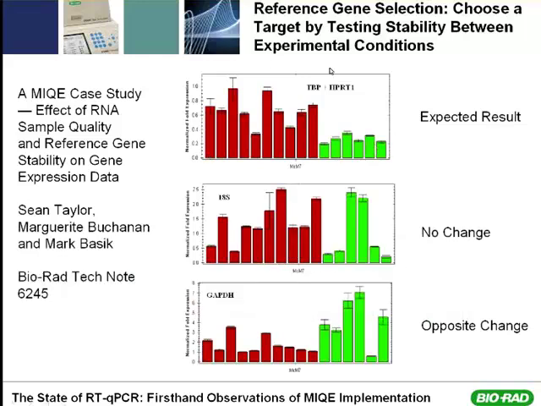Okay, the last thing that you need to do when you do a qPCR experiment is select good reference genes. So choose a target by testing the stability between the experimental conditions, and you should be testing multiple targets. To do this, it's very well explained in this paper. I'm not going to go into the details, but just assure that you do this.